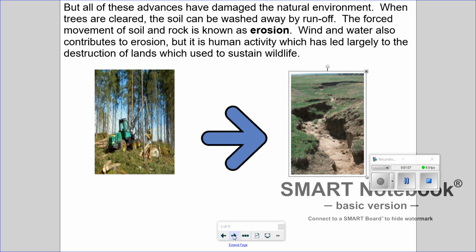But all of these advances have damaged the natural environment. When trees are cleared, the soil can be washed away by runoff. The movement of soil and rock is known as erosion. Wind and water also contribute to erosion, but it is human activity which has led largely to the destruction of lands which used to sustain wildlife.